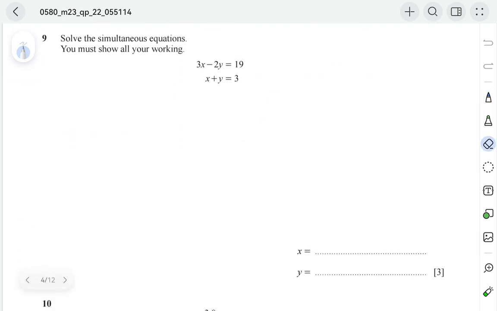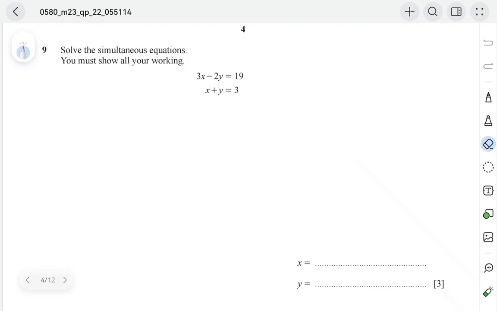Moving on to question 9, we have some simultaneous equations. Because neither of these equations are quadratic, we can technically use elimination, but I find that it's always best practice to practice with substitution. So, to have substitution, let's make this equation where only x or y is by itself. Let's choose to make x by itself. So moving y to the other side, we have x equals 3 minus y. Let's label the first equation, equation 1, and this equation, equation 2.